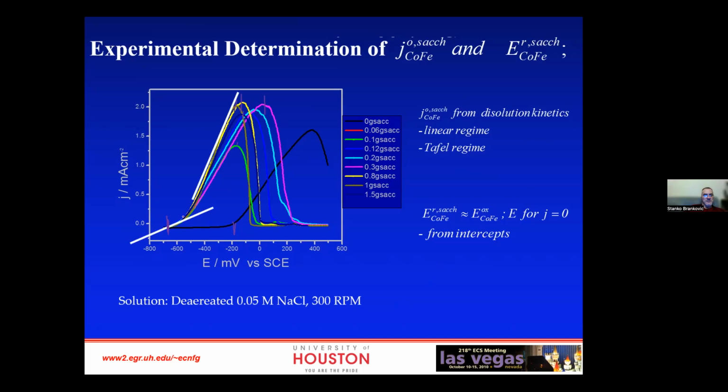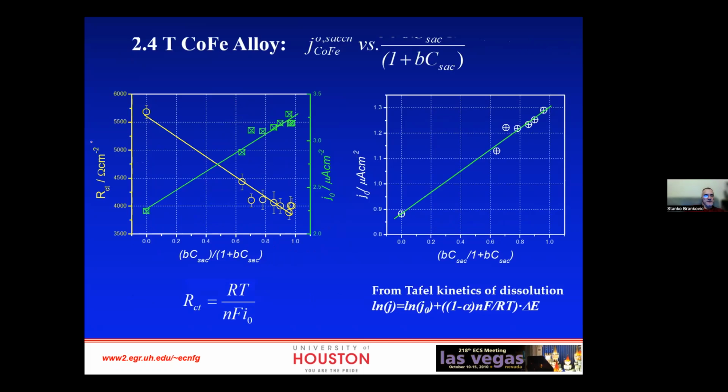If you analyze this initial part of this course, which is the linear part, you can extract from this basically corrosion, very important parameters in the corrosion, which is called charge transfer resistance, and we talked about this, if you remember. And that's what we've done. This is a charge transfer resistance as a function of the saccharin concentration expressed as this term, which represents the coverage. So this is basically like a coverage of saccharin, right?